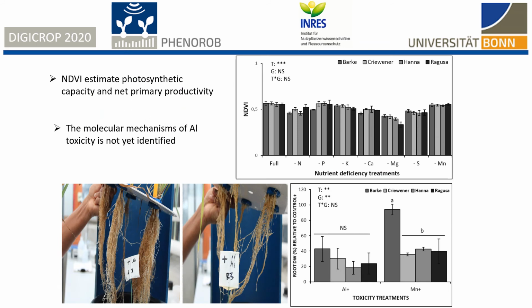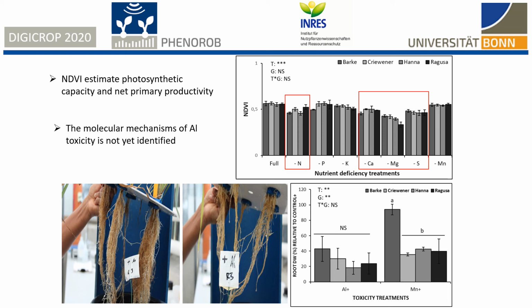NDVI, or normalized difference vegetation index, is considered a greenness index, and the NDVI value is reduced in nitrogen, calcium, magnesium, and sulfur deficiency treatments, as highlighted in red in the above figure. NDVI estimates photosynthetic capacity and net primary productivity.